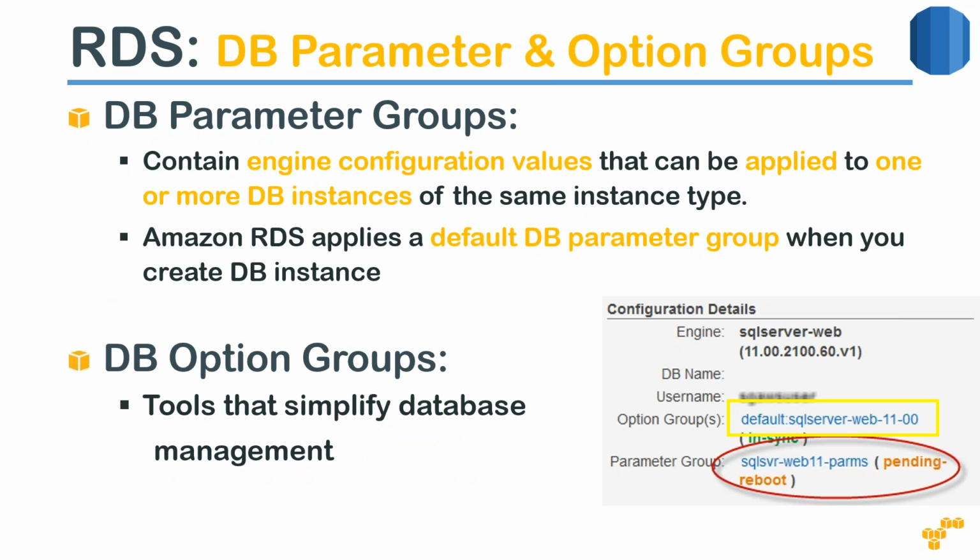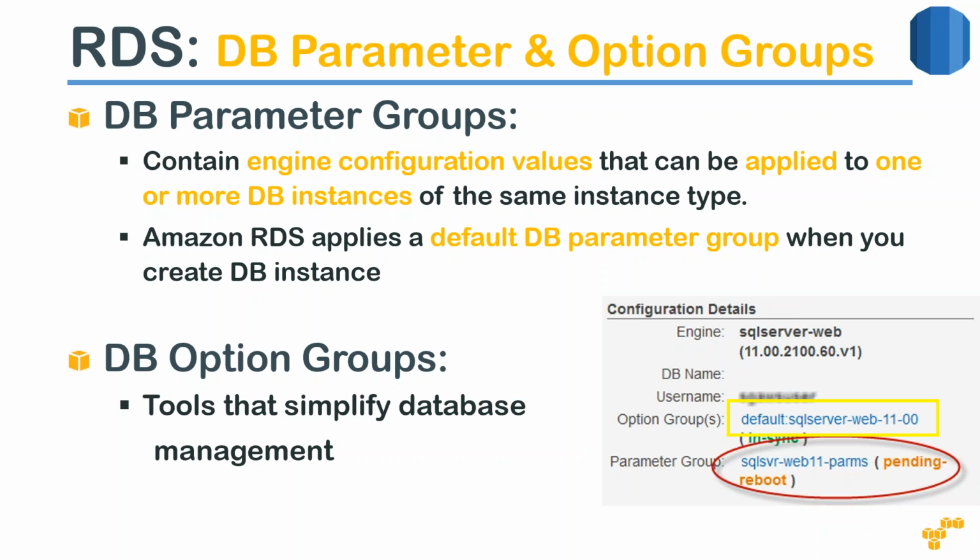Moving forward, a little bit more details on parameter groups and option groups. There are two different ways to configure or customize your database. Parameter groups are used to customize your database engine itself. It comes from your database engine provider, whether it is Oracle or MySQL or Microsoft, which will provide what parameters you can customize, what fine-tuning options you have. Those are all the items in the parameter groups that you get.